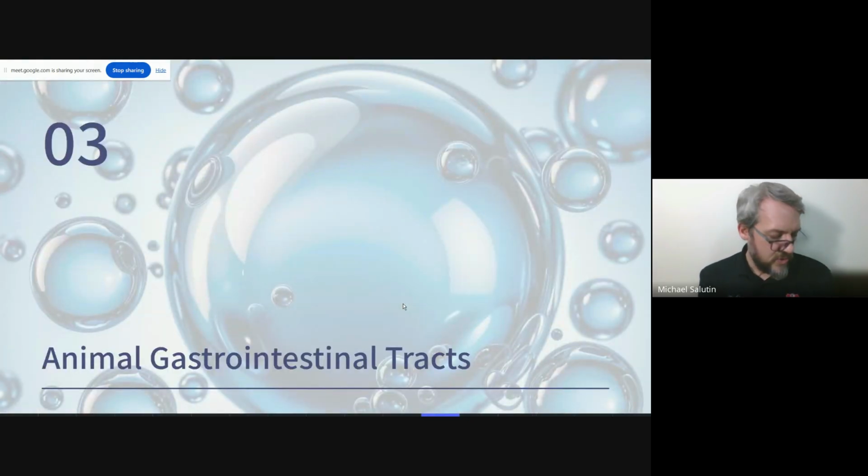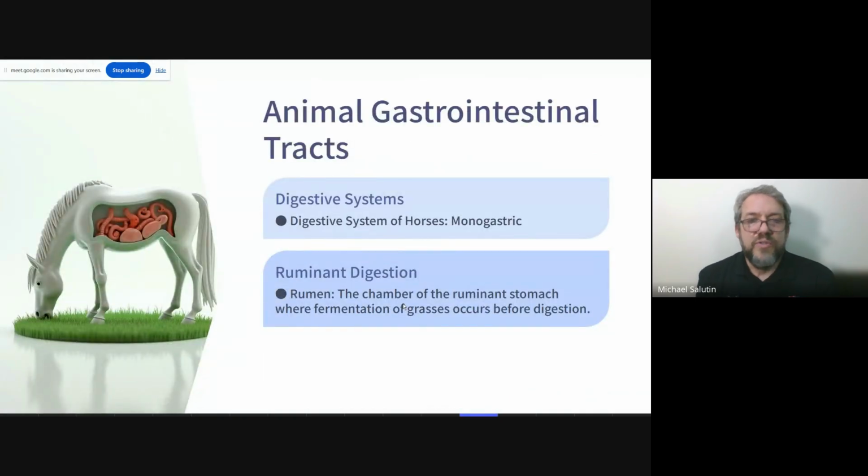Okay, so we're now moving on to our final section, the animal gastrointestinal tracts. And we're going to look at two different types here. So we mentioned earlier that the horse has a monogastric system. And what this means is it just goes in one direction. Horses have something called a hindgut to digest grass, which means they have an enlarged area of their gut, but it still only goes in one direction.